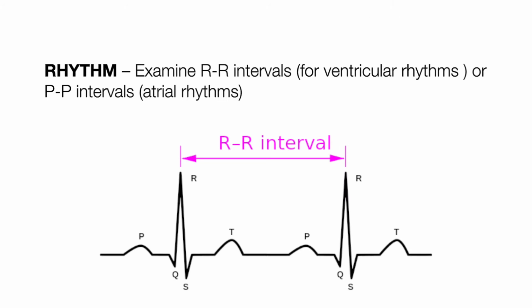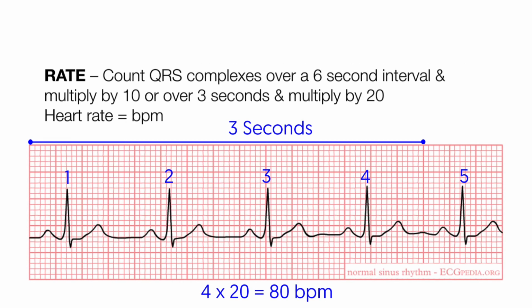There are 8 steps to interpreting an EKG. First, look at the rhythm. Examine the R to R intervals for ventricular rhythms, or the P to P intervals for atrial rhythms. Look at the rate. Count the QRS complexes over a 6-second interval and multiply by 10, or over 3 seconds and multiply by 20, and your heart rate will be in beats per minute.